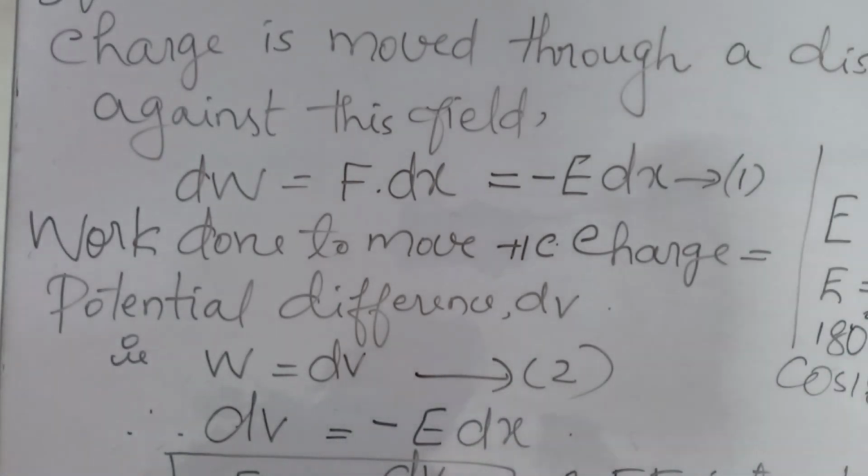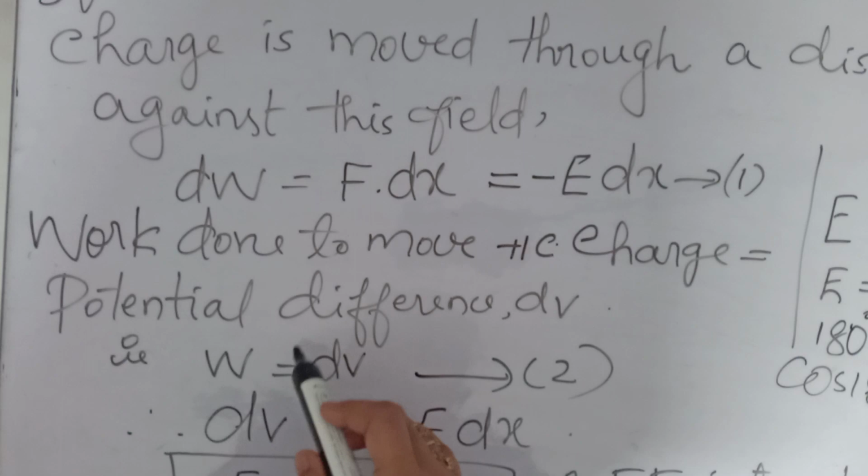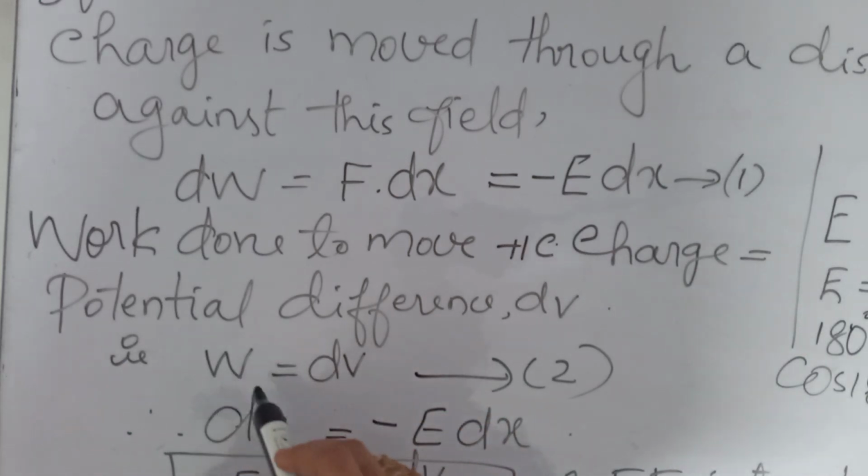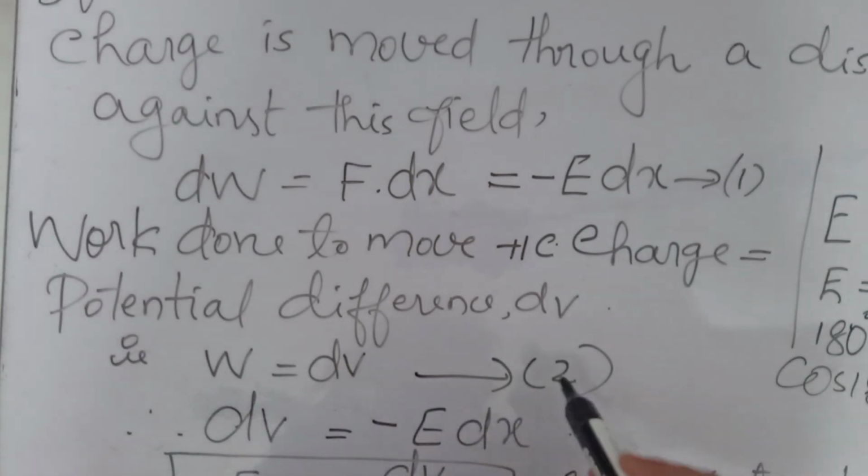So for unit charge we can write it. Otherwise W will be equal to Q into dV. Right. So here Q is equal to 1. Therefore W is equal to dV. So this is the second equation.